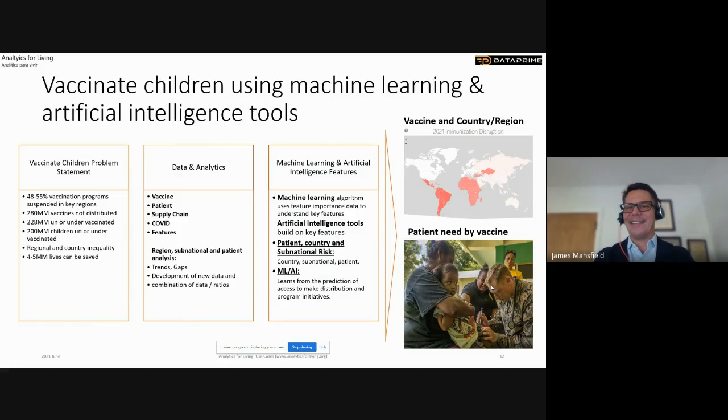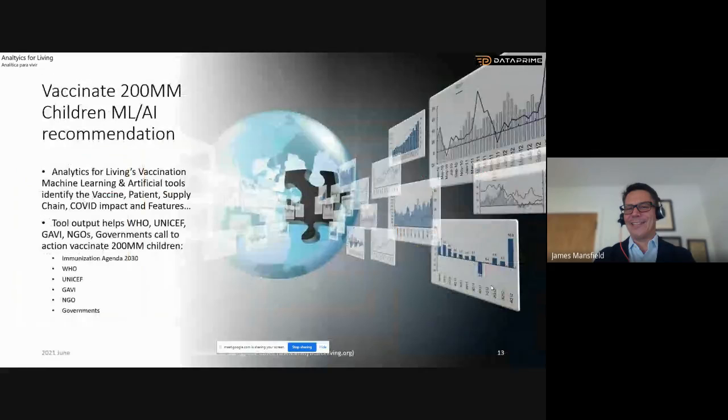So it's something that the government's definitely is a good idea, and that's some of the recommendations that they have to kind of follow through on that. So our recommendation would be that we employ these vaccination machine learning and AI tools to identify the vaccine, the patient, the supply chain, the COVID, and then the features. Run those tools to help the World Health Organization, UNICEF, to implement and vaccinate those children.